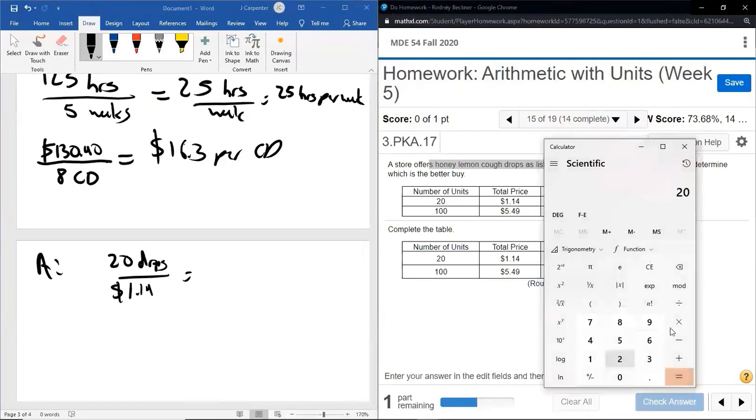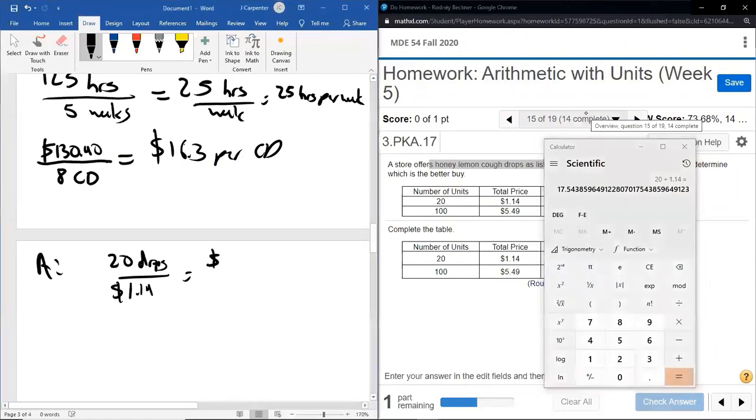So 20 divided by 114. Again, I'm going to erase this and start over ultimately. And that says it's 17.54. Is that $17.54 per cough drop? No, that's how many cough drops you get every time you spend $1. $17.54. Oops, I didn't mean to write the slash. That's per drop.